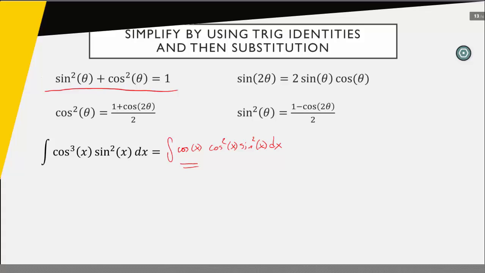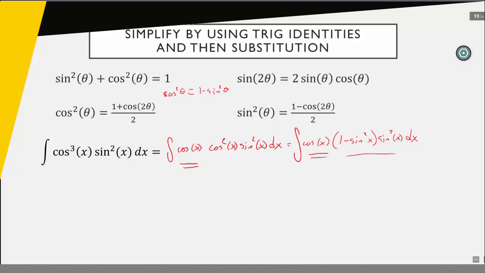And so if sine squared plus cosine squared equals 1, we saw in the last video that oftentimes I'll want to solve that for cosine squared, to say cosine squared of theta is equal to 1 minus sine squared of theta. And that's the piece I'm going to use here. I'm going to write this as cosine of x times 1 minus sine squared of x times sine squared of x dx. So now I have my single factor of cosine and a whole bunch of stuff in terms of sines. And remember, I don't care how complicated that sine stuff looks because that will be taken care of with my substitution. So now I know I can let u equal sine of x.